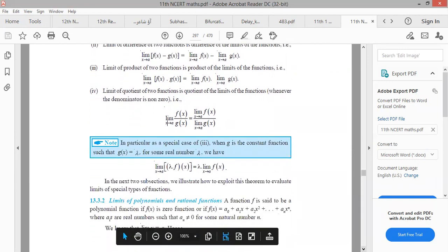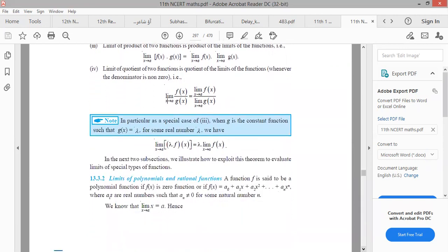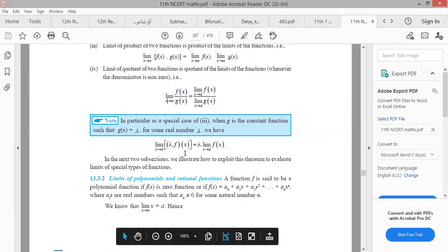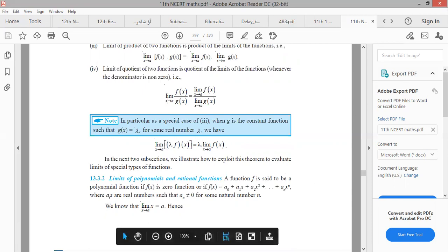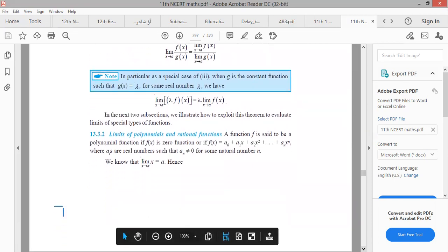One more is the limiting value for a scalar multiple. If a scalar is multiplied to a given function, then how can it be evaluated? Note that the limit does not make any change in the scalar, so it is the scalar times the limit of the given function. For the polynomial function, you can see it here.